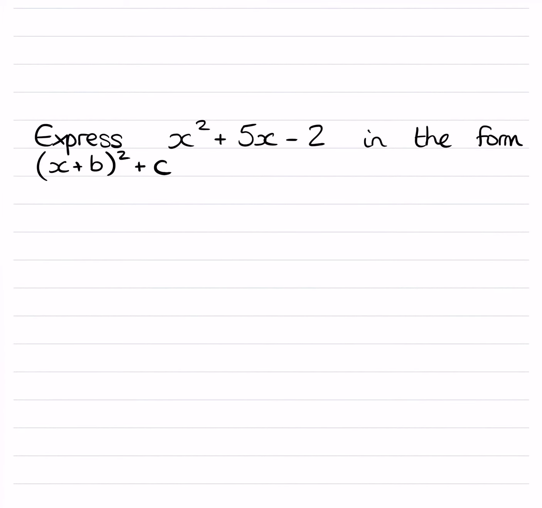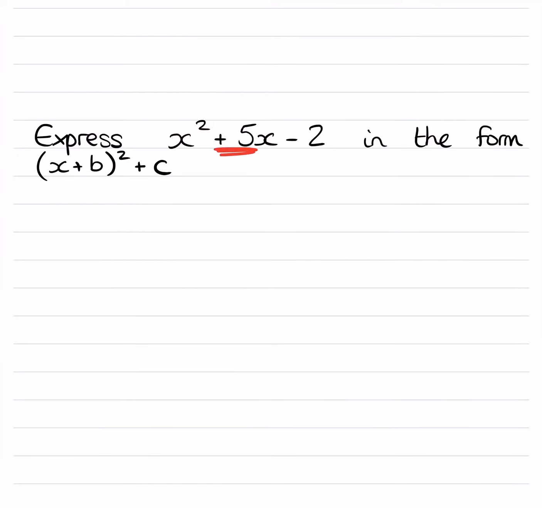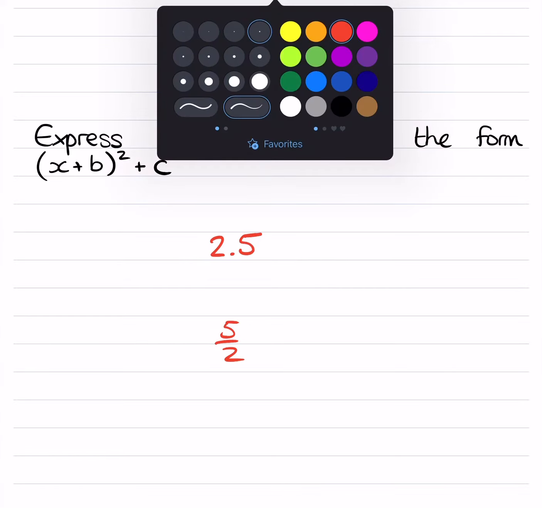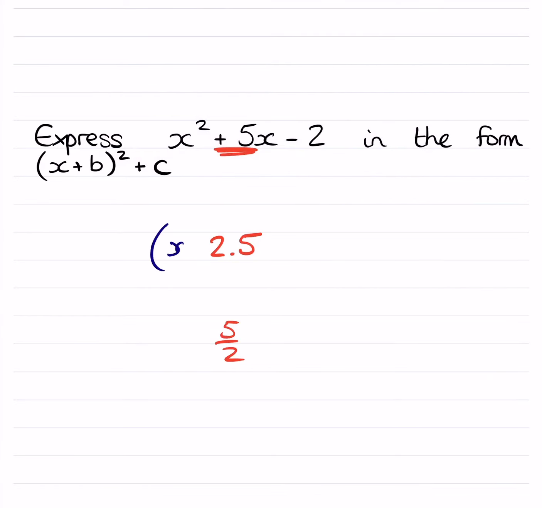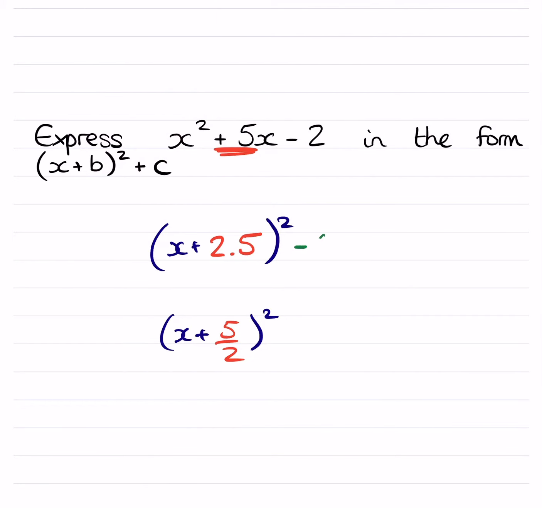Lastly, even though this is going to end up with decimals, same steps. Half of this number, 5, is going to be 2.5. You could write this as 5 over 2 as well, so I'm going to do it both ways so you see it. We have our x plus inside, and close it in squared. That number that's in red, we are going to square it and take it away on the outside. So 2.5 squared is 6.25, and then we take it away. Or 25 over 4 is 5 halves all squared.